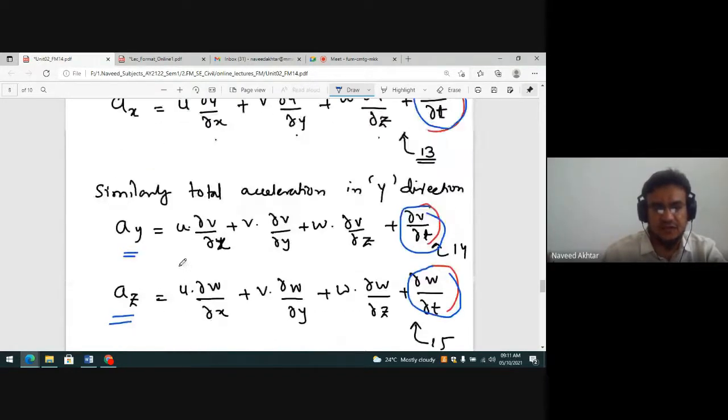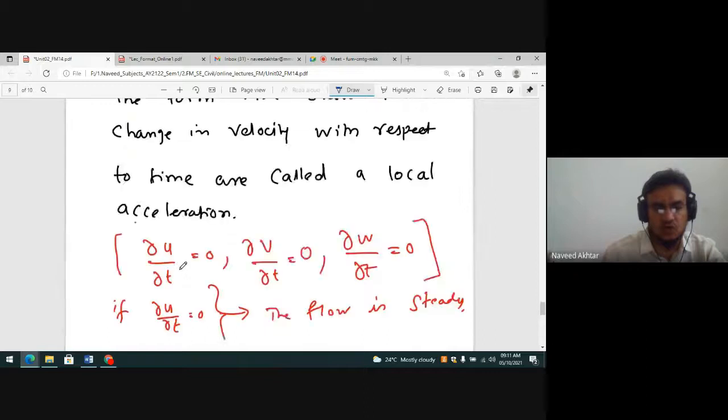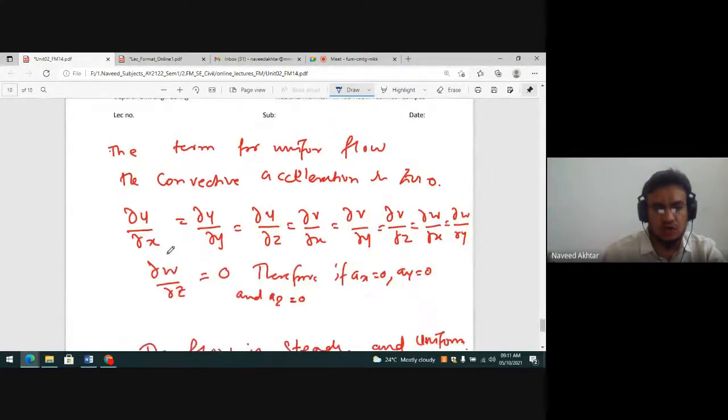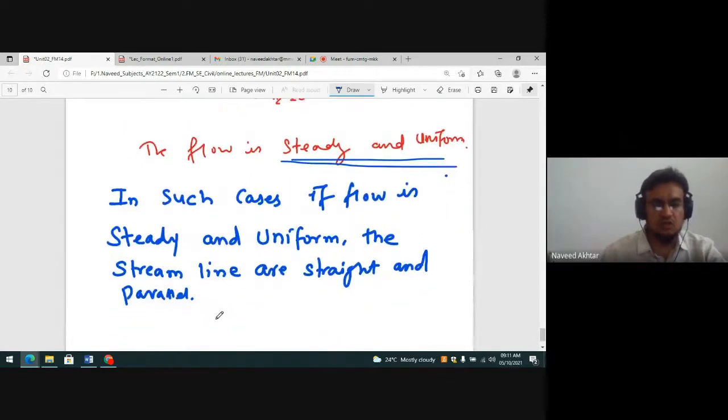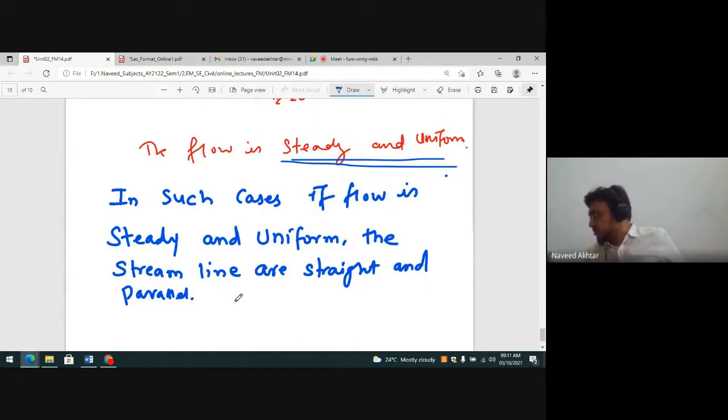And if dou u by dou x, dou u by dou y, dou u by dou z are equal and constant, it means that the flow is steady and uniform. So if the flow is steady and uniform, the convective acceleration is zero.